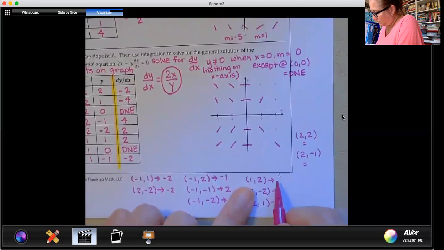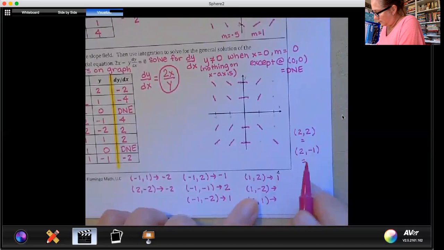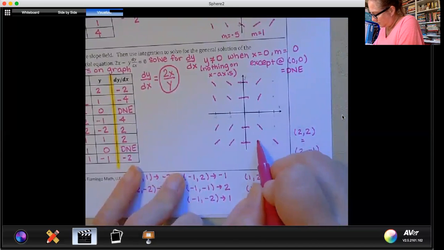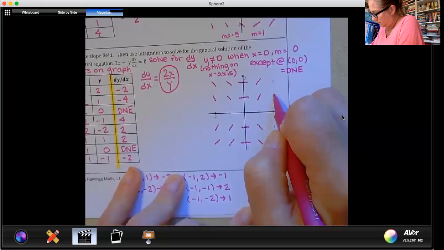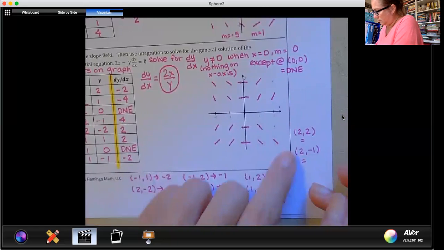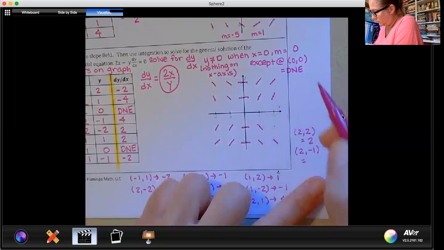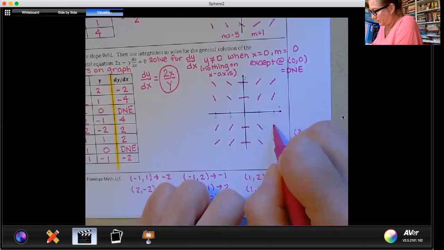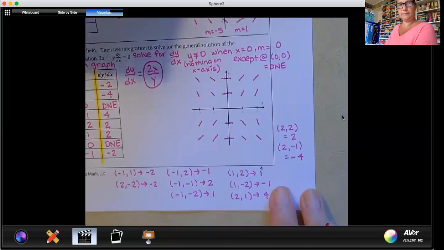So 2 over 2 is 1. 2 over -2 is -1. 4 over 1 is 4. 4 over 2 is 2. And -4. And there's your slope field.